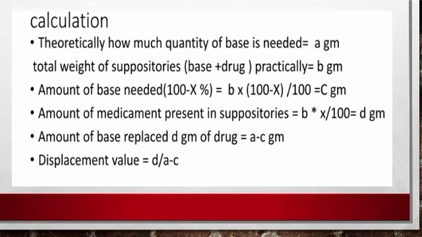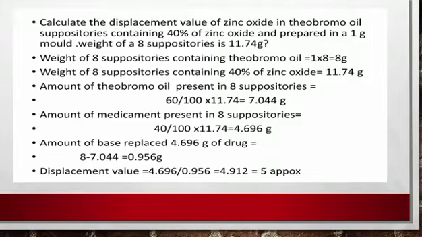So the displacement value is equal to D by (A minus C). D is the amount of medicament present in the suppositories. So the displacement value is the ratio of the total amount of medicament present in the suppositories to the amount of base replaced by the D gram of drug.